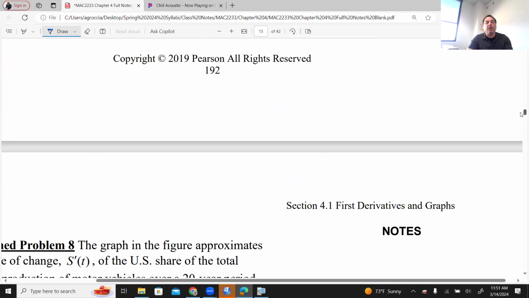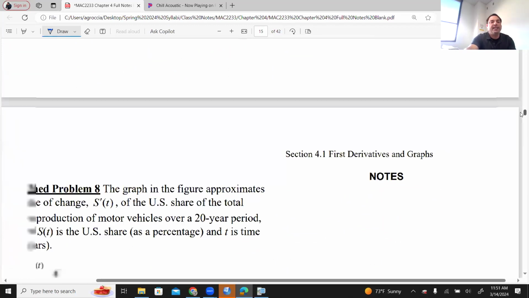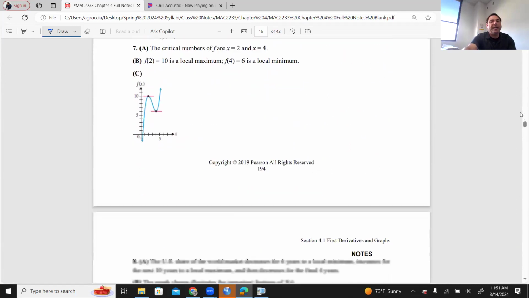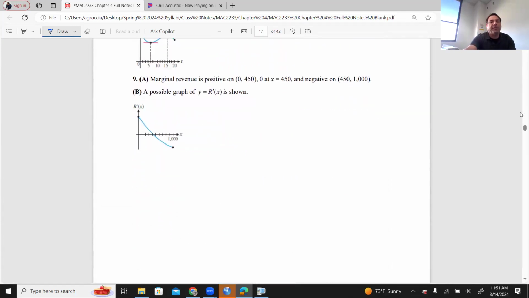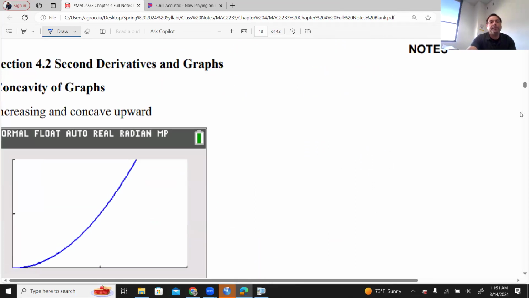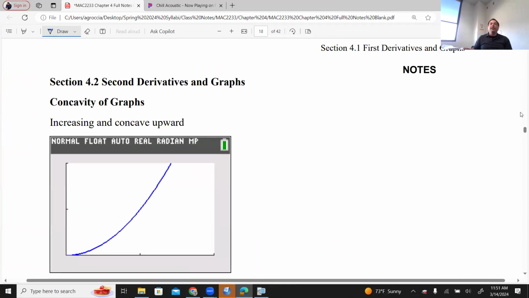And then we come to our second section. Again, it's a ton of extra problems if you ever want to work on them. More than welcome to. The answers to the odd ones are there. The second section is focusing on second derivatives and graphs.